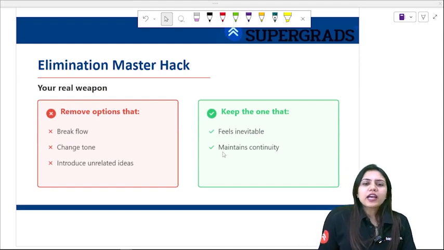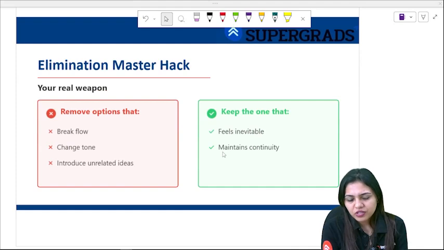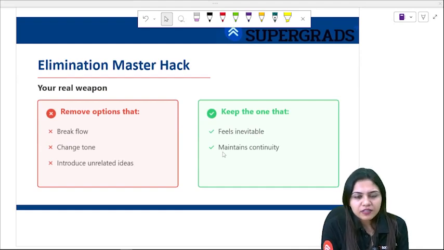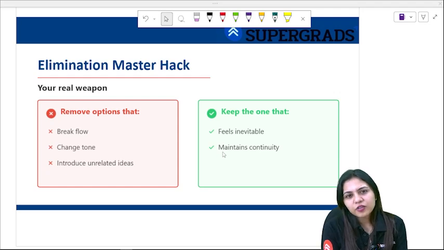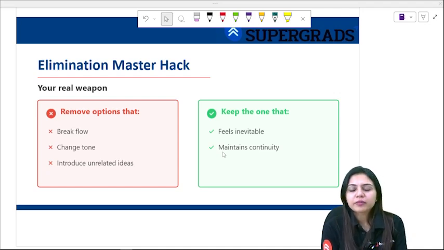Now, how can we actually attain mastery in eliminations? First of all, our real weapon is that we need to remove options that break the flow. Anything that is breaking the flow is basically your hint and a red flag. Whenever you see a shift in the author's tone, that means you need to be extra careful. Whenever you see the writer introducing unrelated ideas, that is a very direct way to eliminate an option.